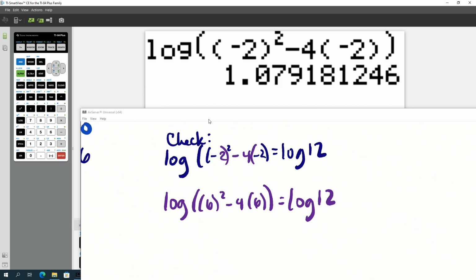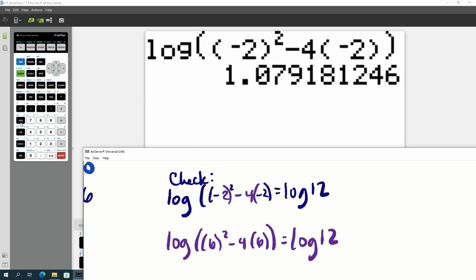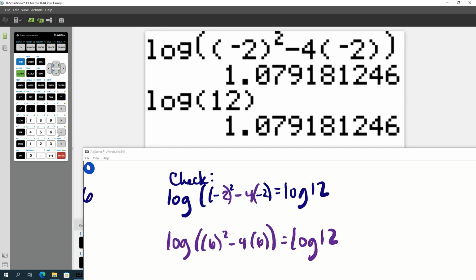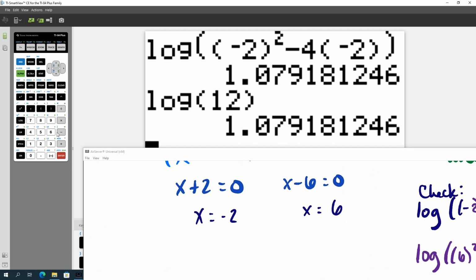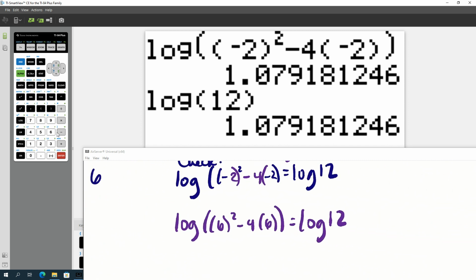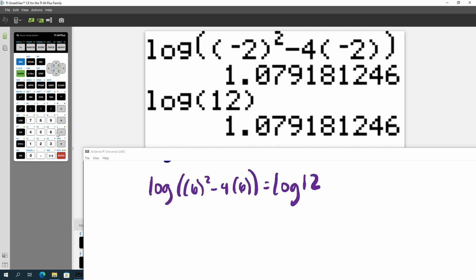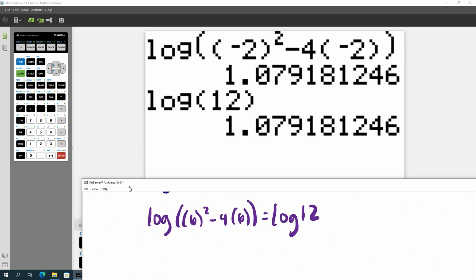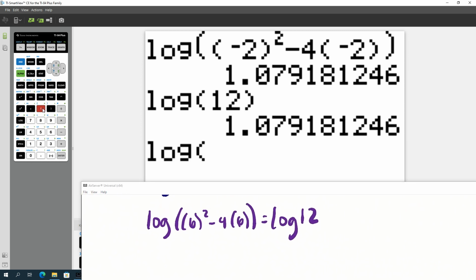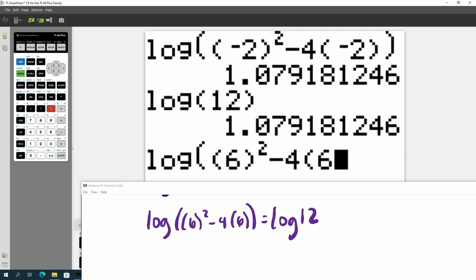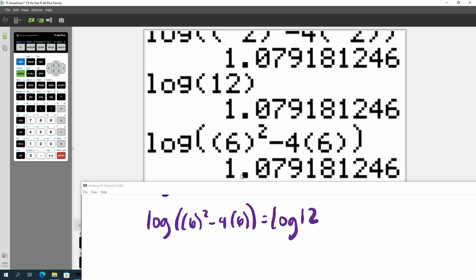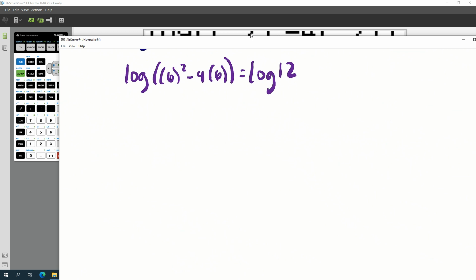All right, so I get that ugly decimal. And so I would type in the other side and see if I get the same ugly decimal. And I do. So -2 checks out. All right, and then I'll do the same thing for 6. I get that same ugly decimal that I got for log of 12. So 6 also is a solution.